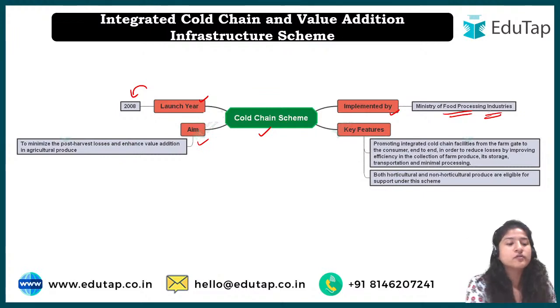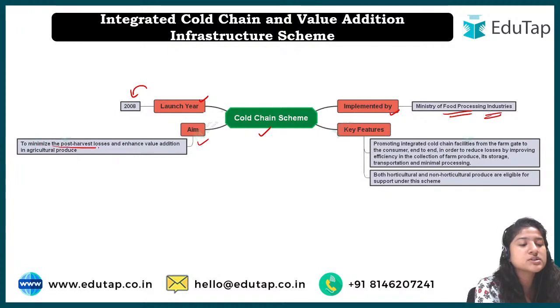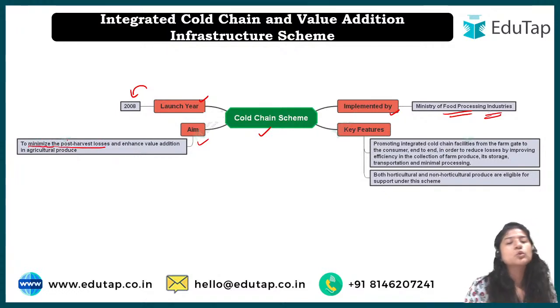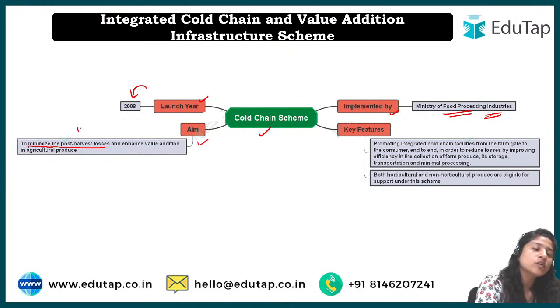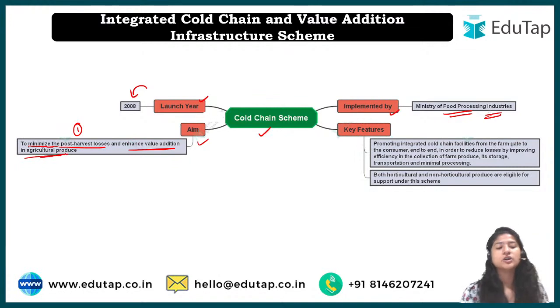There were two reasons. First was to minimize the post-harvest loss. Because of poor storage facilities, we had to face a lot of post-harvest losses, right? So the first aim was to reduce that, and the second was to enhance value addition in agriculture produce. How the value will be added to the existing produce, we have already done in the last slide, and I hope that is clear. If not, comment it down, I'll explain again.